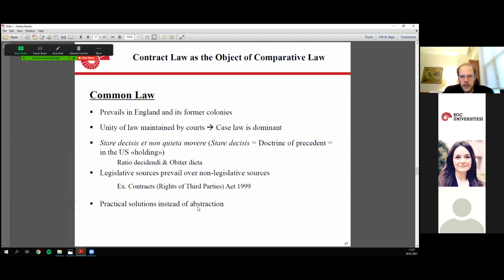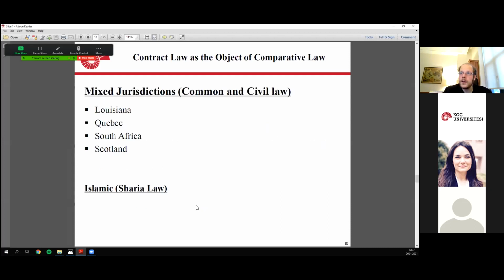So common lawyers do not try to create abstract concepts and work with them, but rather they look at the problem at hand and try to find a fair, equitable solution to it. We also find some mixed jurisdictions throughout the world, and these mixed jurisdictions are mixed in the sense they are a mixture of common law and civil law mostly. And as you will see, all of these have historical reasons.